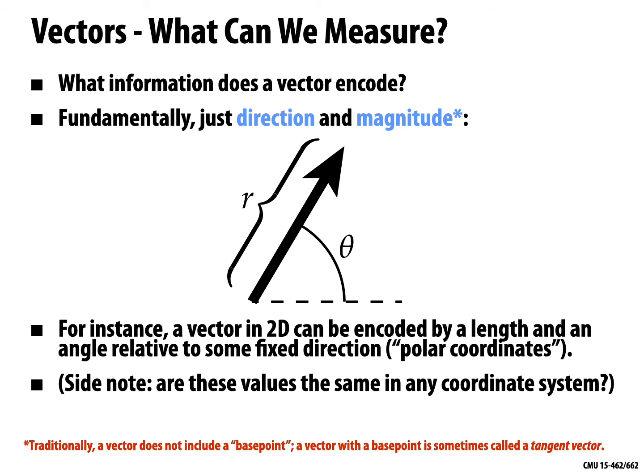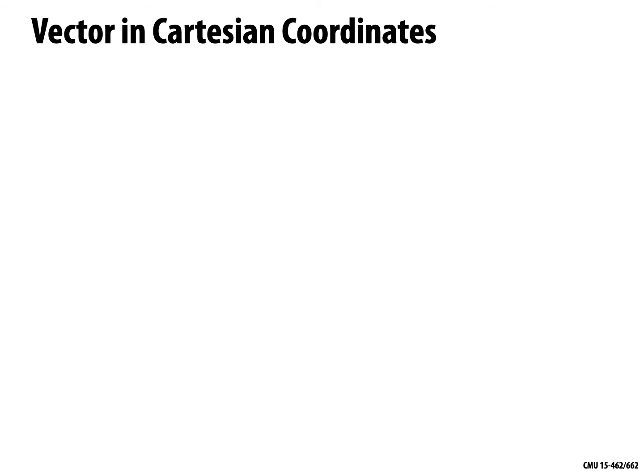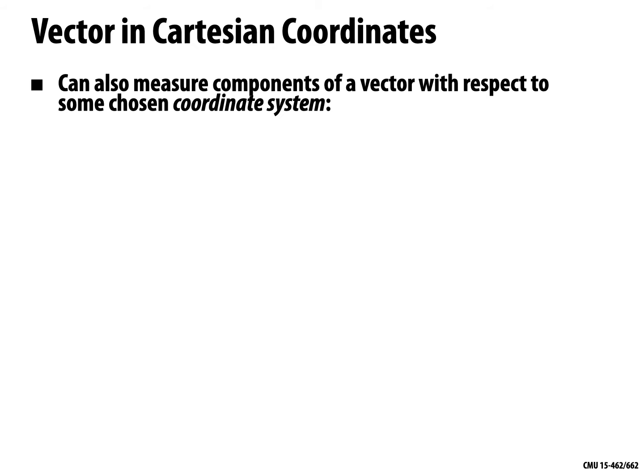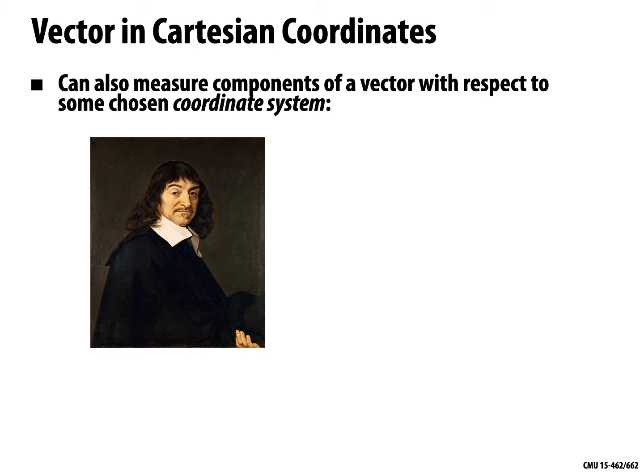Okay? Speaking of coordinates, how else might we encode a vector rather than giving theta and r? Right? Let's say that we're in the two-dimensional plane still. What's another common way to encode a vector? Well, almost surely you've been exposed to this idea of encoding vectors in Cartesian coordinates. So we can also measure the components of a vector with respect to some coordinate system. And the reason these are called Cartesian coordinates is that they were kind of cooked up or started to be used by somebody named René Descartes.